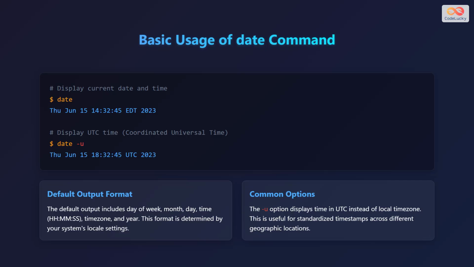Now let's see how to display the time in UTC, which stands for Coordinated Universal Time. Use the command date -u. The -u option ensures that the time is shown in UTC, rather than your local time zone. This is particularly useful when you need a standardized time reference across different geographic locations.